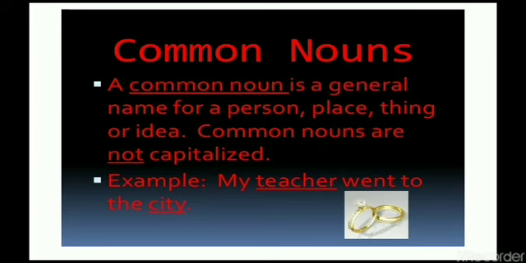For example, my teacher went to the city. We are just saying teacher. We are not referring whether the teacher is male or female. We are not naming the teacher. We do not know what the name of the teacher is, in which city he or she went. We are just saying city. So, city is a general word. Teacher is a general word. Such words are considered as common nouns.